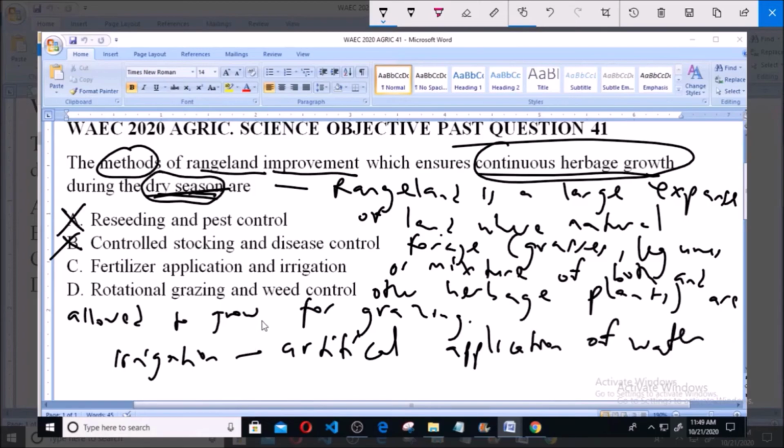So this will actually help to allow for availability of fresh and succulent grasses throughout the year. So option C, fertilizer application and irrigation, is the answer to the question. And rotational grazing and weed control, which is option D, is similar to the first two options, which is not of any assistance during the dry season. So option C is the answer to this question.